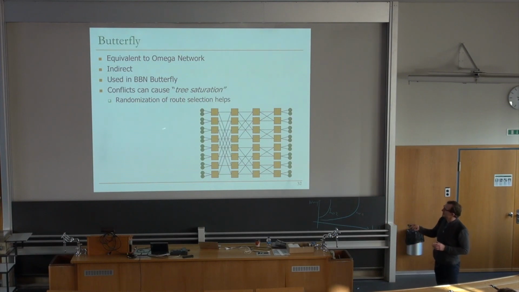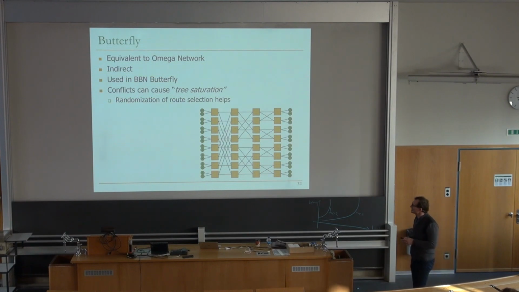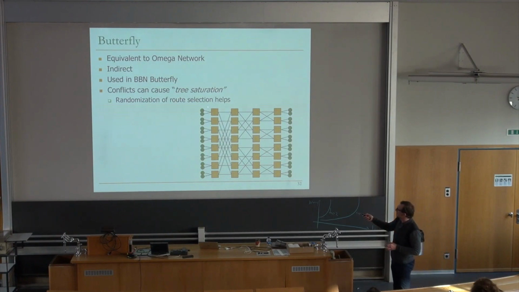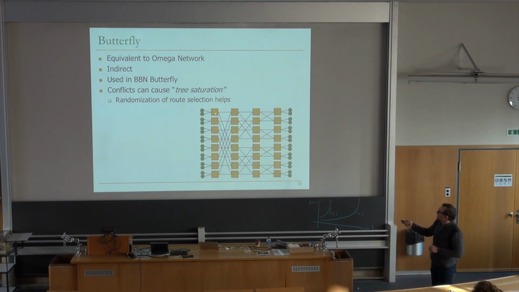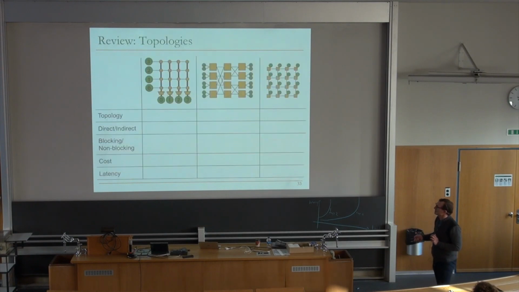I'm not going to go through this in detail, but one of the issues that people found in these networks is you have conflicts, and they cause what's called tree saturation. Essentially, it's congestion that causes some saturation of the tree. You can think of it that way. As a result of that, you have a congestion problem. But you can actually randomize the route selection in this case, because there are a lot of connections, and that helps to get rid of that saturation. So essentially here you can have multiple paths from the same source to the same destination.